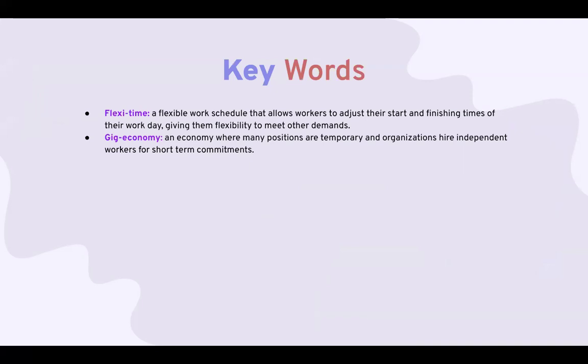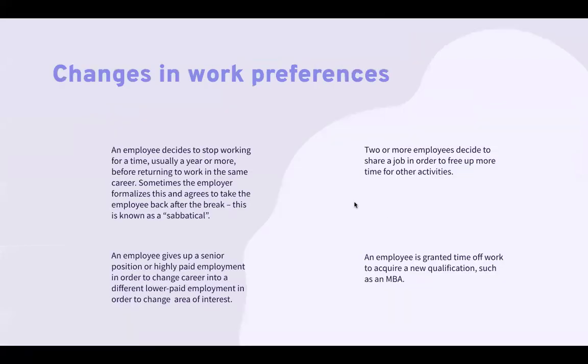Gig economy is an economy where many positions are temporary and organizations hire independent workers for short commitments. For example, if the organization needs a specific action, instead of hiring an employee and going through all of the contract and legal processes, they don't have to do that. They can just hire a freelancer, or independent worker, and that worker can just do the exact job the business wants. They pay them a compensation for their job, and that's it. They don't have to really get into it. So these are the two key terms you should know.